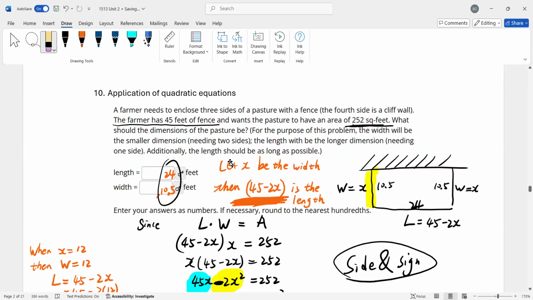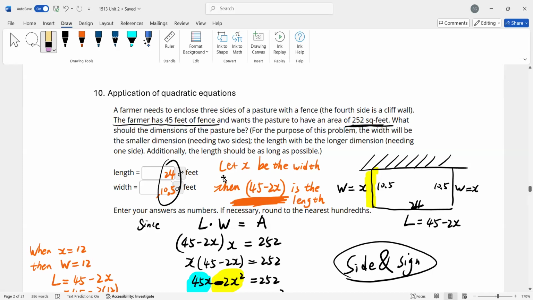Every sentence matters, okay? Sometimes a problem has sentences that don't really help. They are just distracting you. You still need to take time to understand that information. The last sentence is very important. We want the length as long as possible, so we should take the second set of solutions, because the farmer only needs one solution. That's the solution he wants.